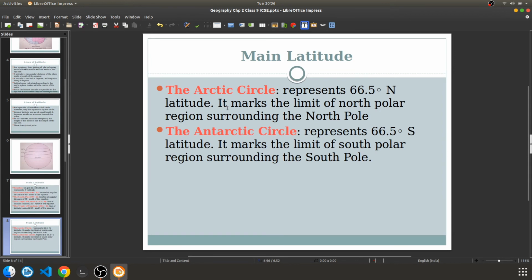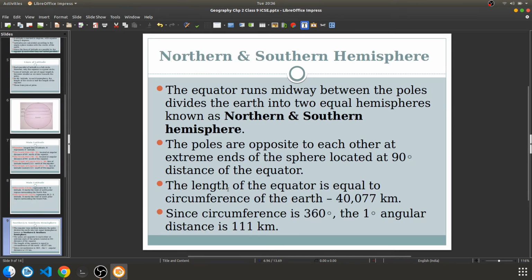The last one is Arctic and Antarctic. Arctic and Antarctic are what? 66.5 degrees north, if it is in the north, then it will be called the Arctic Circle, and 66.5 degrees south from the equator, in the southern hemisphere, it will be called the Antarctic Circle. So the northern and southern hemispheres are nothing but the equator dividing it into two halves. The upper side will be called the northern hemisphere and the lower side will be called the southern hemisphere.